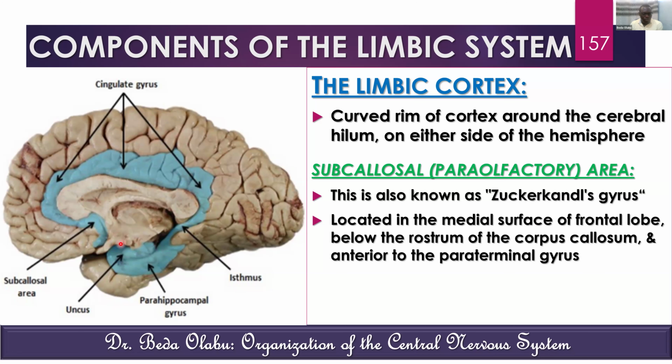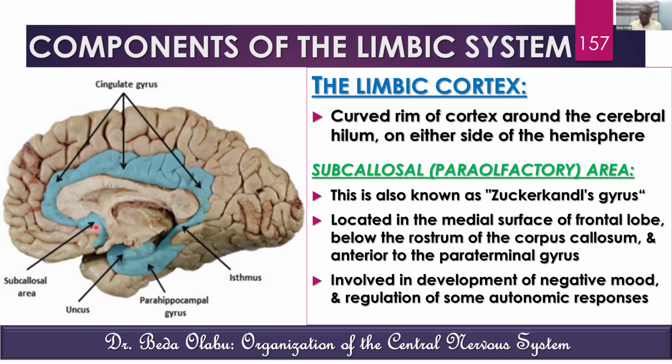The subcallosal area is located in the medial surface of the frontal lobe, just below the rostrum of the corpus callosum. So if this is the corpus callosum, remember this is the genu of corpus callosum. That's the rostrum of corpus callosum. This is the body, and this is the splenium of corpus callosum. So we're talking about below the rostrum of corpus callosum, which is here, and it's anterior to the paraterminal gyrus. So paraterminal gyrus, that small stripe there. The paraterminal gyrus is actually what now many people consider the subcallosal gyrus. Yet the subcallosal area is a bit expansive and anterior to that region.